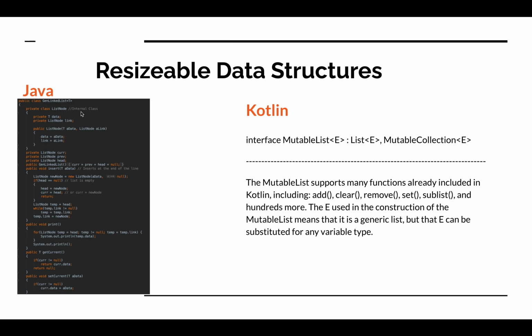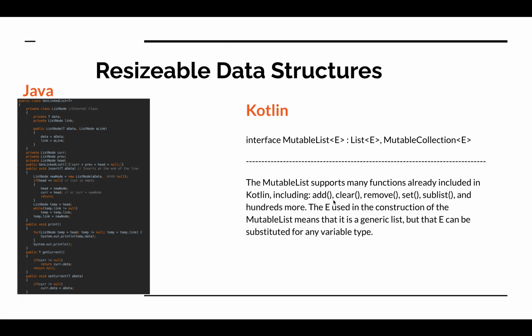We all remember working with linked lists and trees, and there's so many of them. I included a screenshot of the code that goes behind setting up a linked list. There's a lot there. Kotlin has a built-in data structure called a mutable list. And this mutable list supports many functions that are already included in Kotlin libraries. I'll just go through the list here.